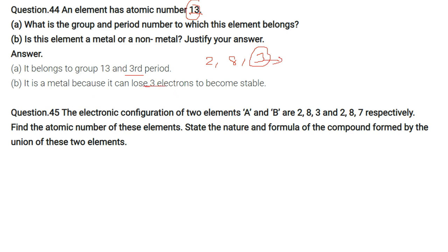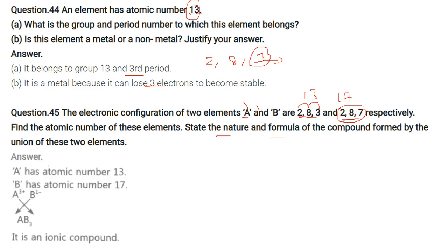The electronic configurations of two elements A and B are 2, 8, 3 and 2, 8, 7 respectively. Find the atomic numbers of these elements. You just have to add them. So this is 13, this is 17. State the nature and formula of the compound formed by the union of these two elements. Now this 2, 8, 3 can give 3 electrons and this can take 1 electron. So we require 3 of B to combine with 1 of A. So AB3 will be the final result.